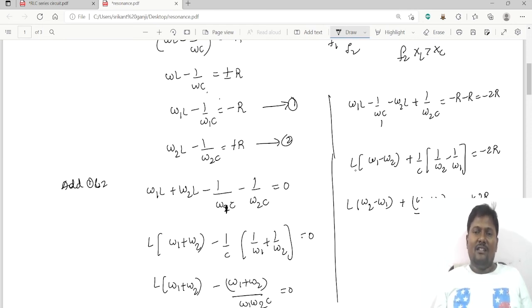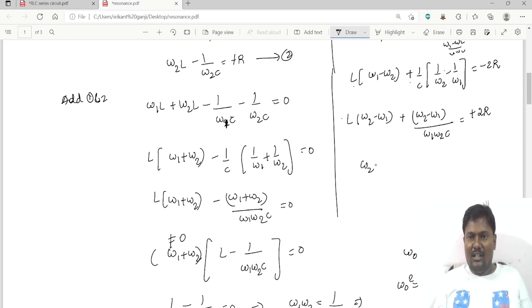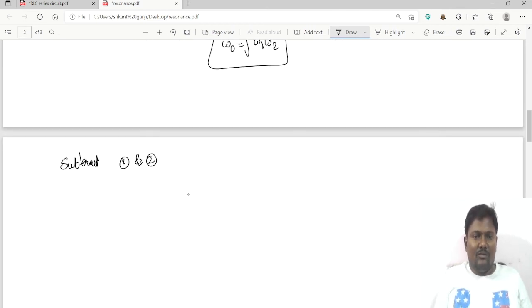So take a minus common here, then you will get omega 2 minus omega 1, and here I am getting omega 1 minus omega 2 by omega 1 omega 2. Again take a minus common and cancel out. Then take omega 2 minus omega 1 into L plus 1 by omega 1 omega 2 C is equal to plus 2R. So this I can substitute here, omega 2 minus omega 1 into L plus 1 by omega 1 omega 2 C is equal to 2R.